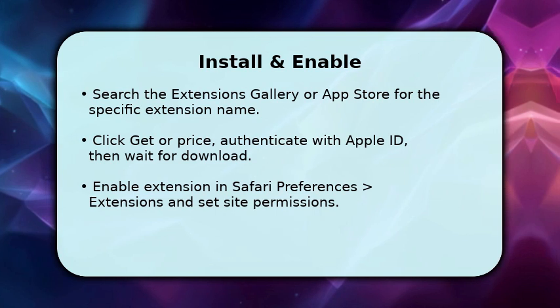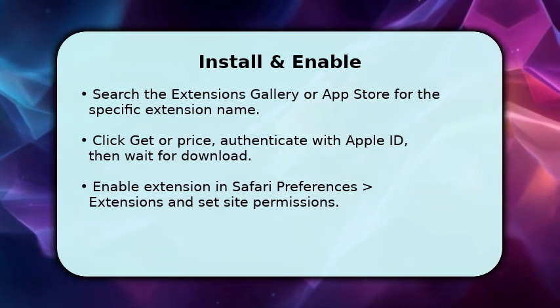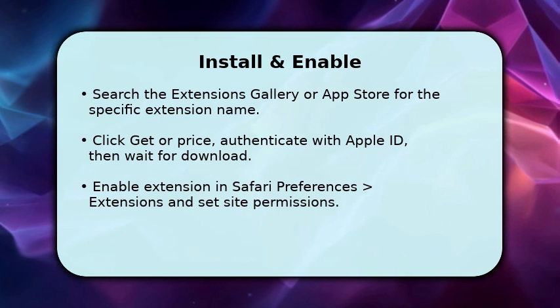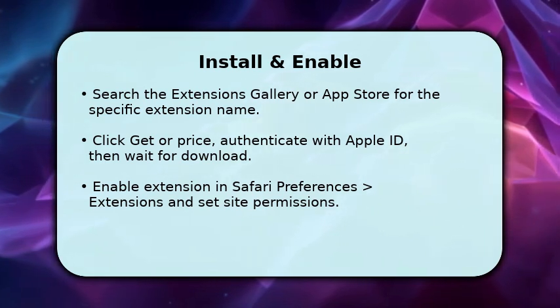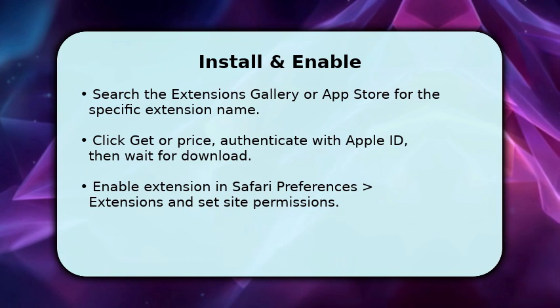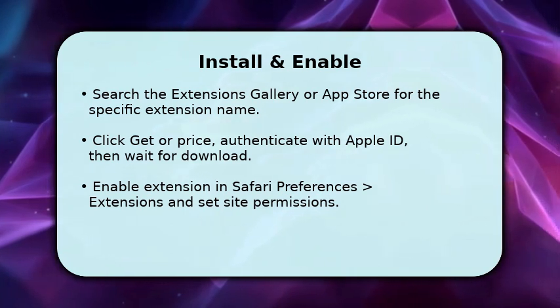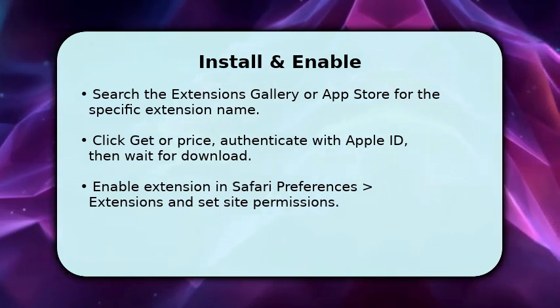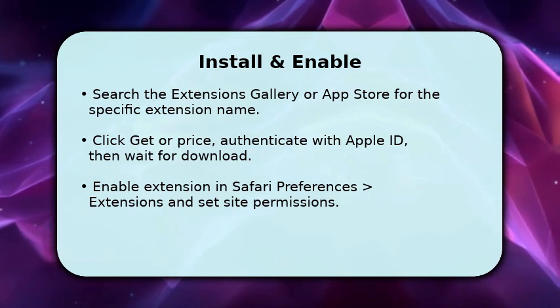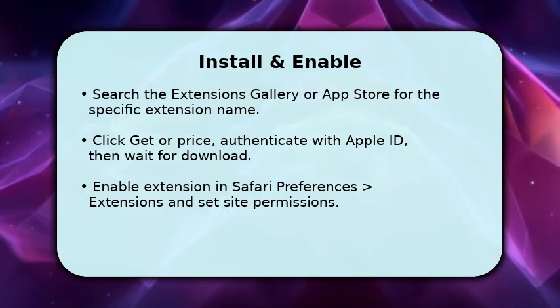Once it downloads, return to Safari and go to Preferences Extensions. Enable the Extensions checkbox, review requested permissions, and configure options like allowed sites or toolbar behavior. If you want icons visible, customize the toolbar. This step links the installed app to Safari's runtime.